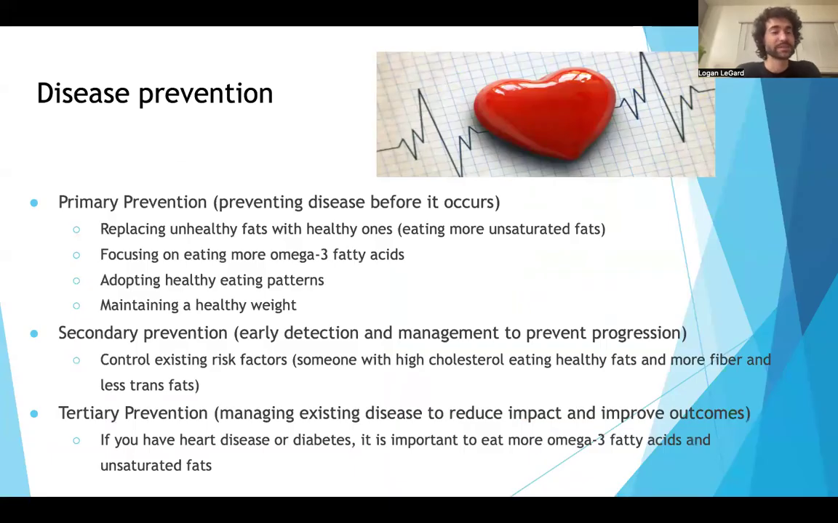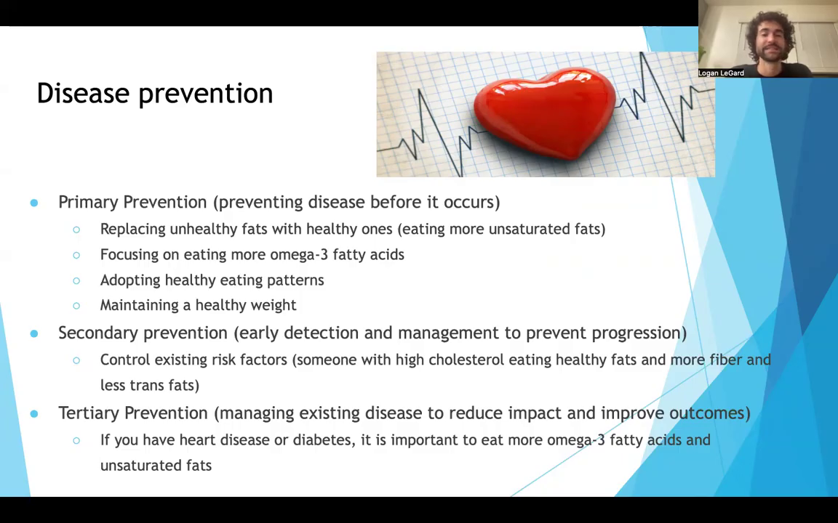Okay, so disease prevention. Primary prevention is when we try to prevent a disease before it occurs. So we can recommend to our participants to replace unhealthy fats with healthy ones: eating more unsaturated fats, focusing on eating more omega-3 fatty acids, adopting healthy eating patterns, and maintaining a healthy weight. Those can help prevent heart disease.